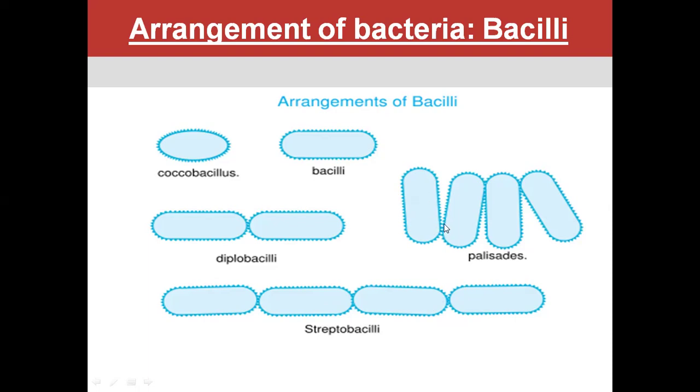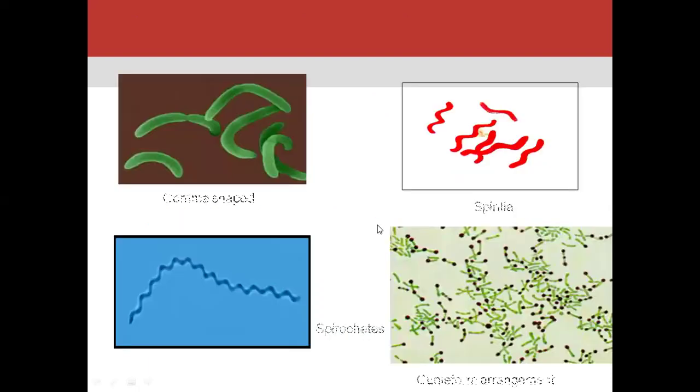Next, palisades arrangement. So what is palisades arrangement? One end of the bacilli is attached to another end of the bacilli. So this is palisades arrangement. Here diphtheroids are arranged as palisades. Next, other forms of the bacilli, like comma shaped. They have a curved appearance. They appear like a comma. Example, Vibrio cholerae.